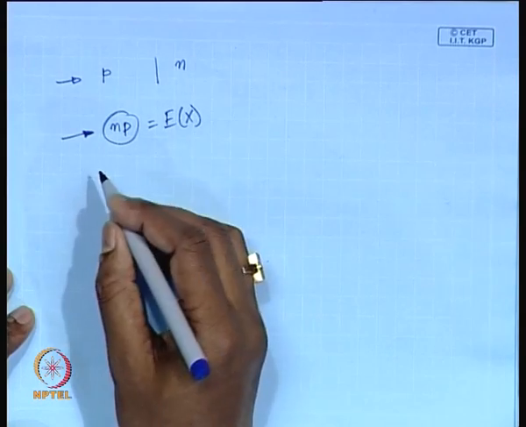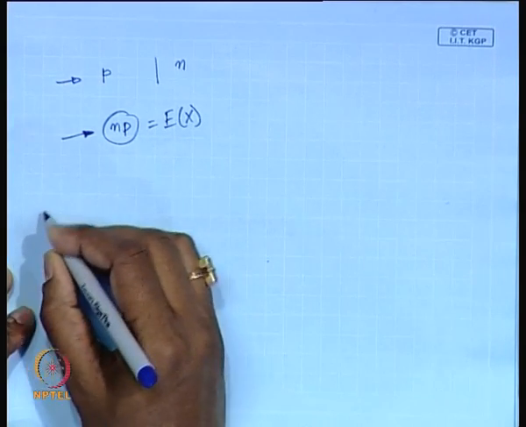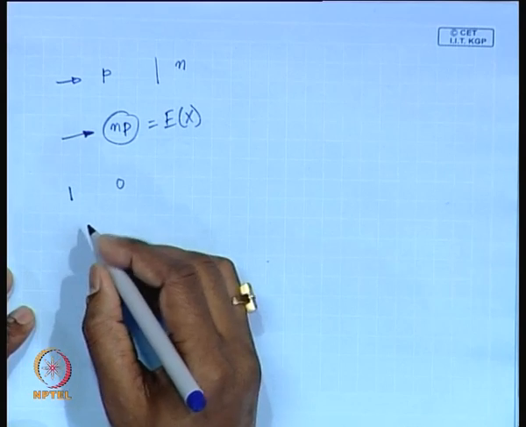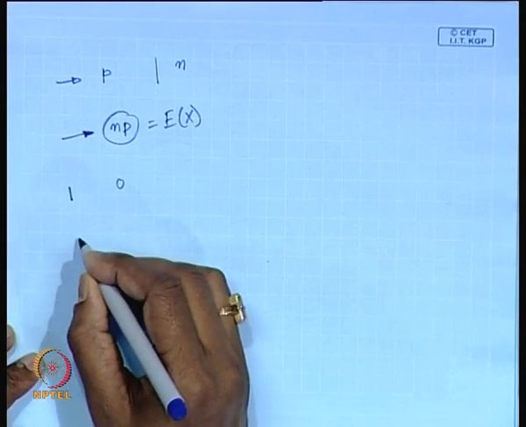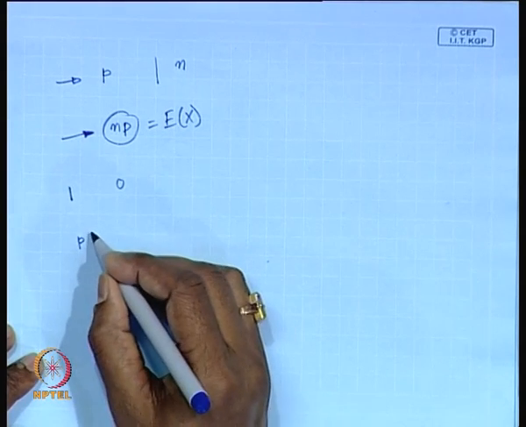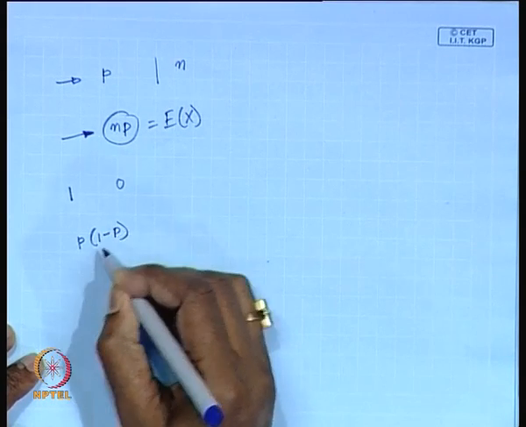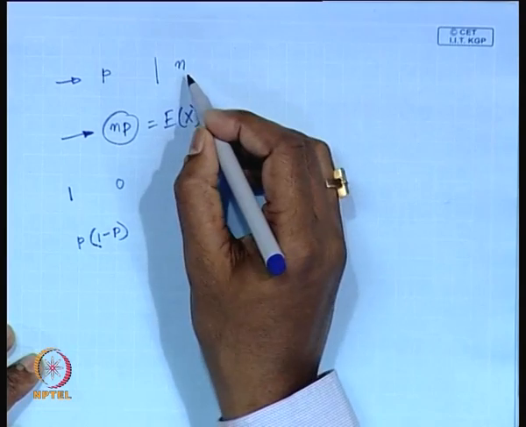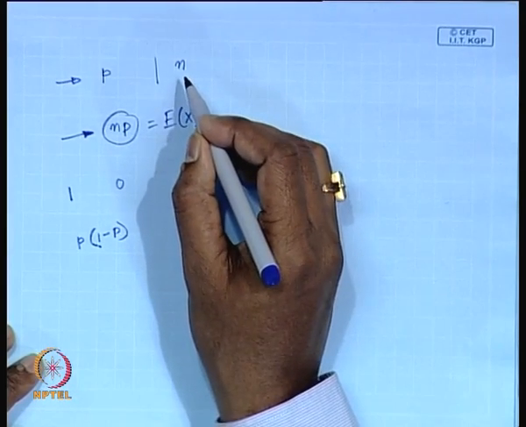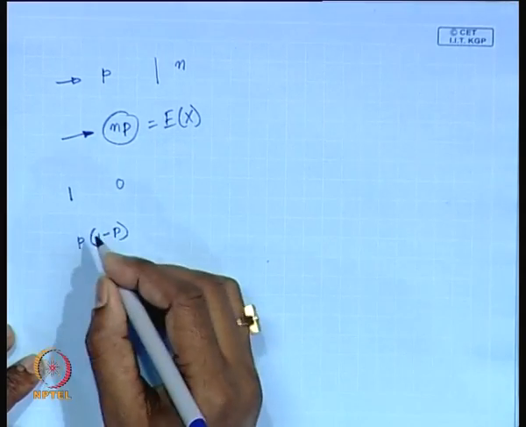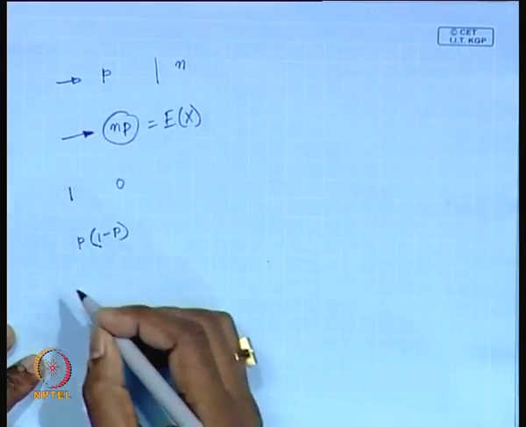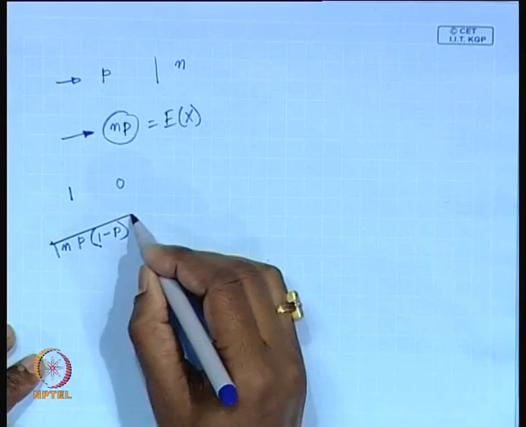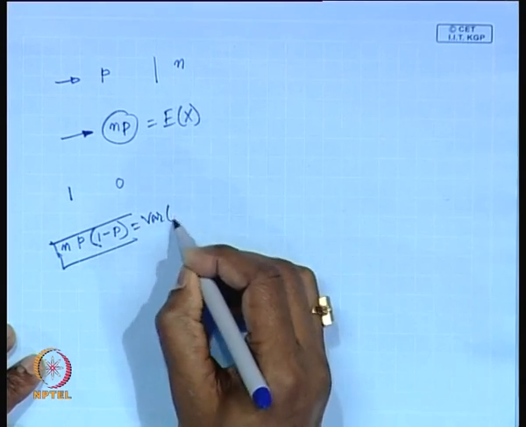Similarly, for the variance, we can arbitrarily say that success is 1 and failure is 0. Then we multiply 1 by p, which is the probability of success, and the probability of failure is 1 minus p. This is for one particular trial, and as there are n different independent trials, the variance for the whole n trials should be multiplied simply by n. So this is equal to the variance of X.